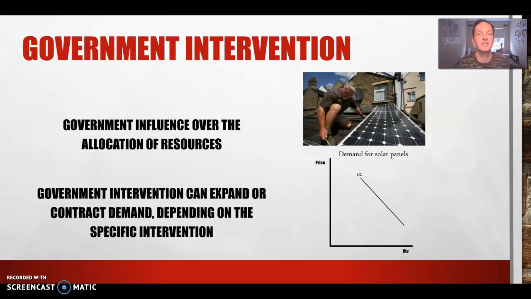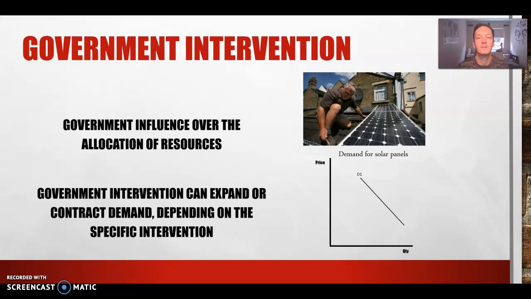All right, government intervention. We're on to the final one here. So government intervention is a bit of a weird one because they can intervene at a whole economy level or at a specific market level. But generally speaking, it's an economy-wide one. What is government intervention? Well, it's influence over the allocation of resources. The example I've used here is, let's say the government gives a rebate, which is money back, for installing renewable technology on your homes.